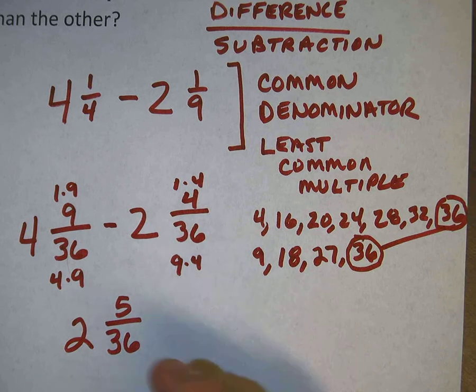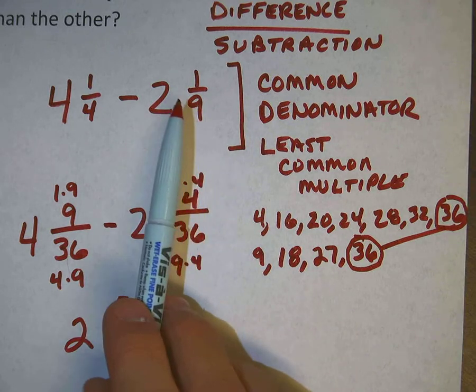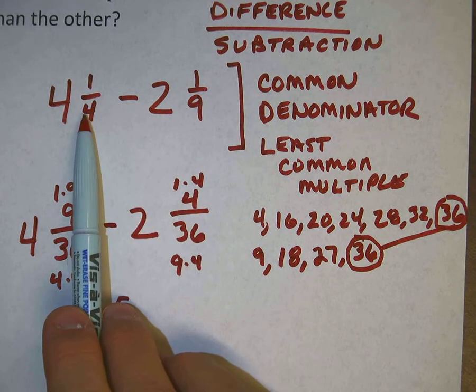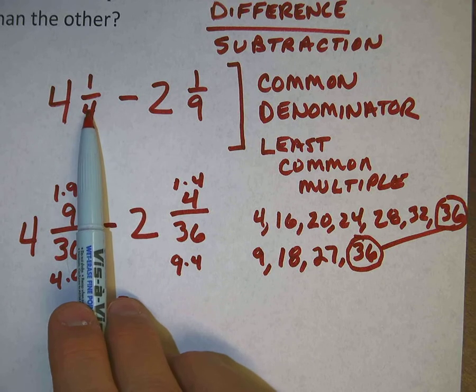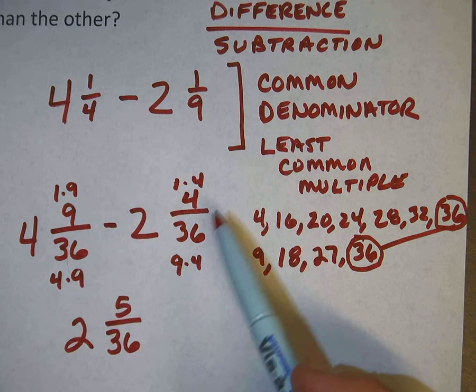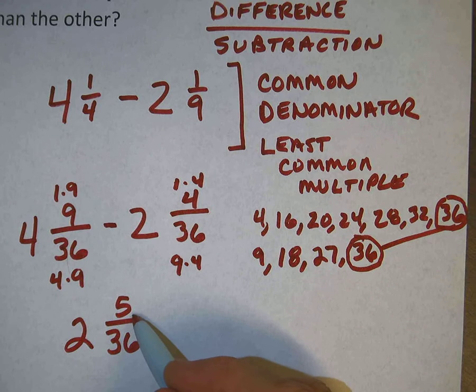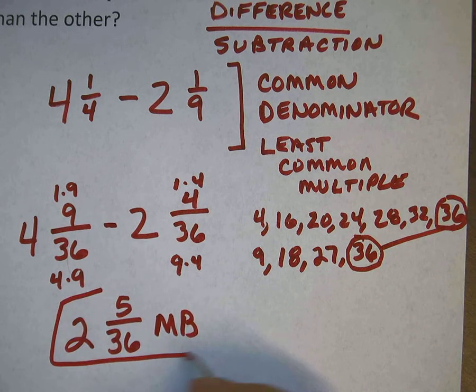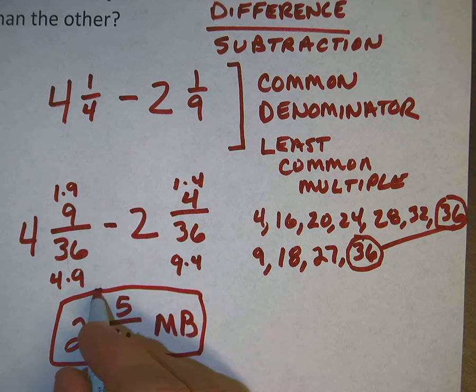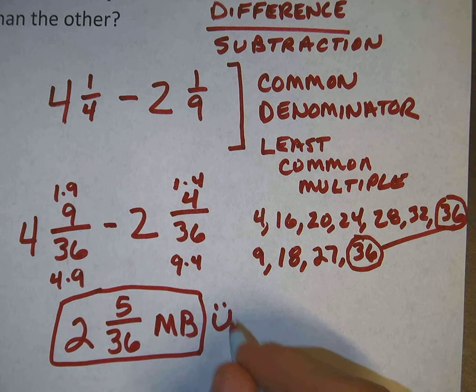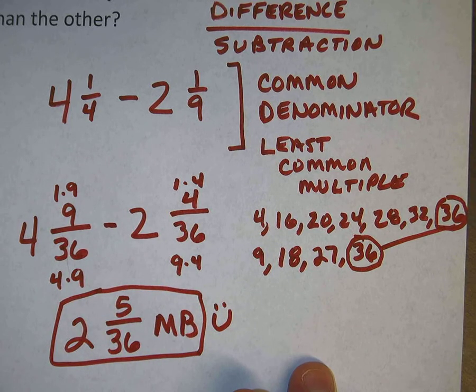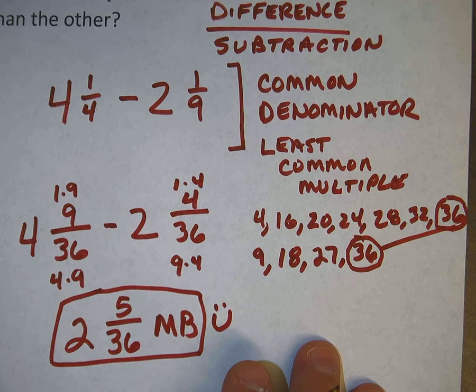So the answer to this question of how much bigger one file is than the other, one is 4 1/4 megabytes, the other is 2 1/9 megabytes, is 2 5/36 megabytes. So I'll put the units on there, circle that, put a smiley face because I know with confidence I have done this correctly, and I would move on to the next problem.